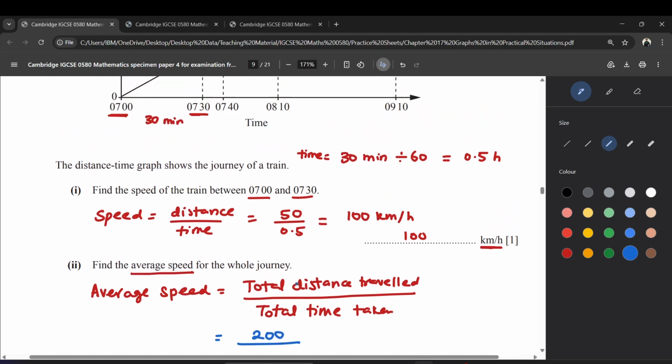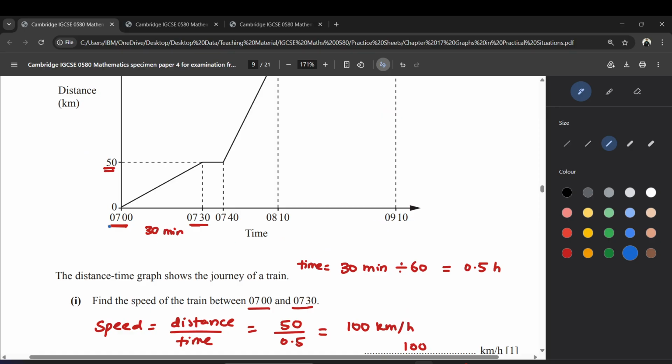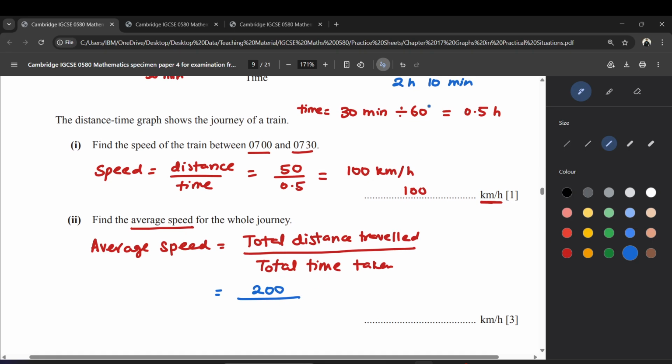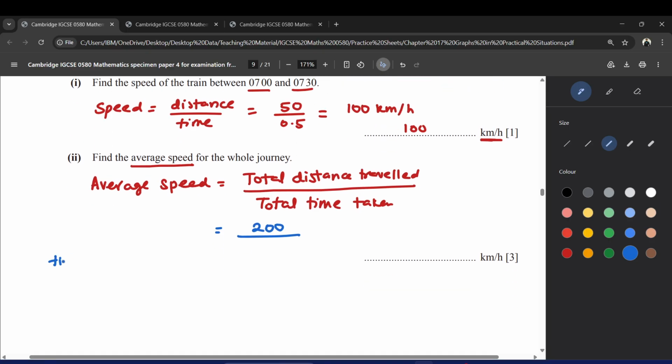How much was the total time taken? So you can see the starting time was 7 o'clock, ending time was 9:10. So it took 2 hours and 10 minutes. Okay, but over here we have to give our time in hours, right? So we need to find a way to work out how much 10 minutes is going to be. So you just divide that by 60. So time is equal to 2 hours 10 minutes. This 10 minutes will be 10 upon 60, which is 1 upon 6 hours. So in here you have 2 plus 1 upon 6 hours.